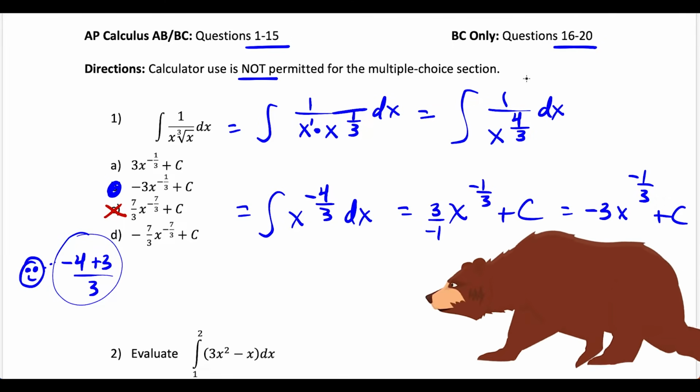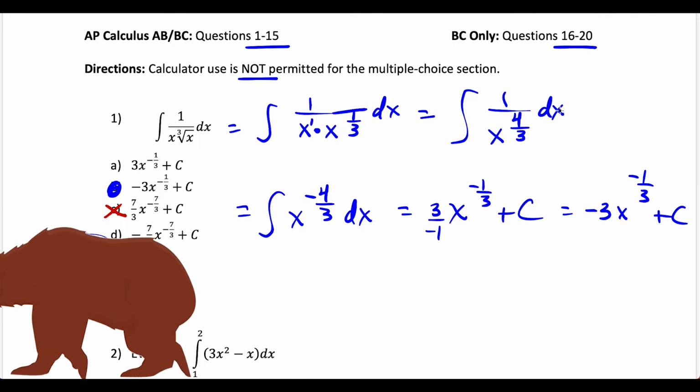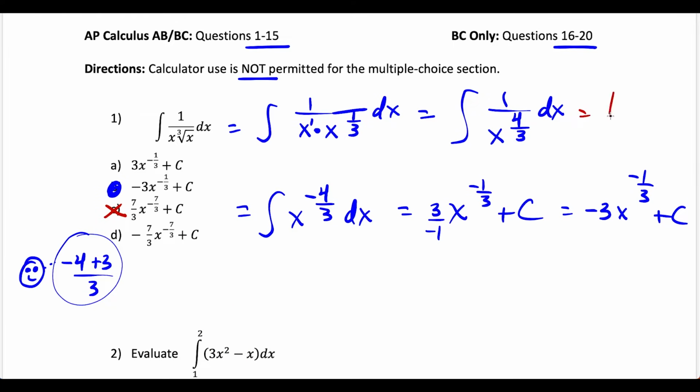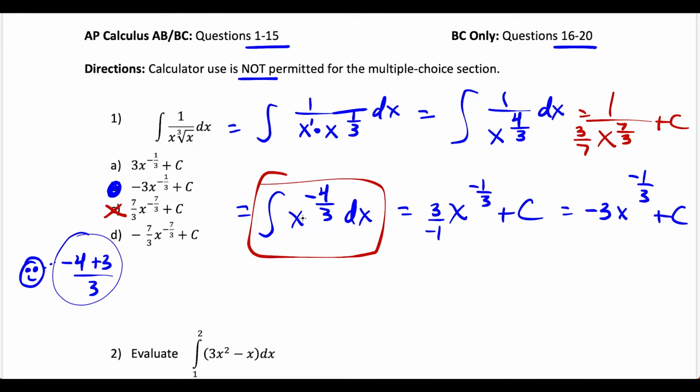For something like this, a student is not going to simplify first, and they're just going to go ahead and power rule this at this step and say 1 over x to the 4/3 plus 1 would give you 7/3, and then they tack on their 3/7 with the plus c. But remember, you need to rewrite your integral in the form of x to a number power if you're going to use the power rule. So just be careful of this. Choice B is our answer.